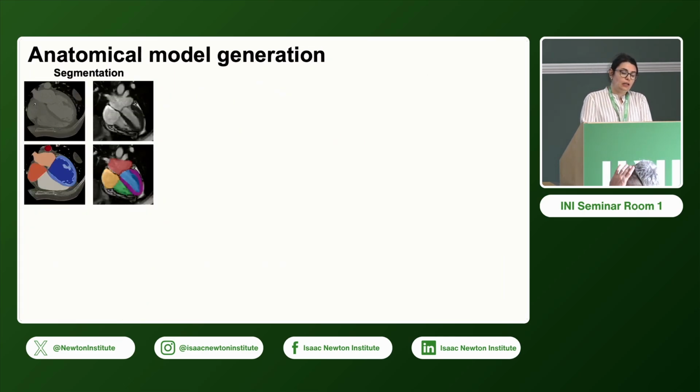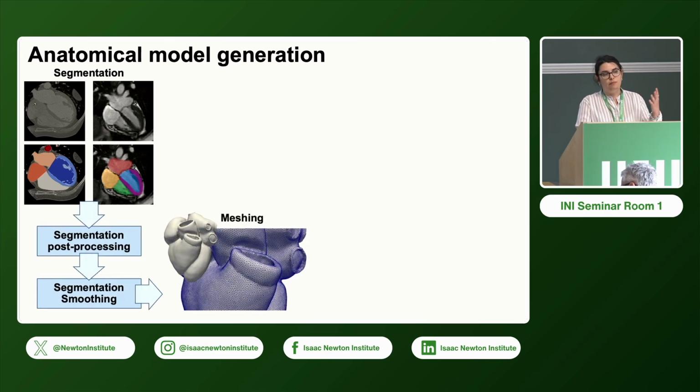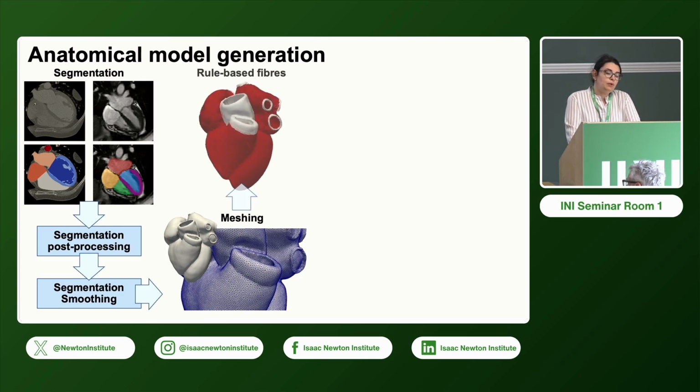We start with an anatomical model generation, so we can now do this from CT and MRIs. We have a fairly robust pipeline where we post-process the segmentation, we smooth it, and we mesh it with linear tetrahedra.